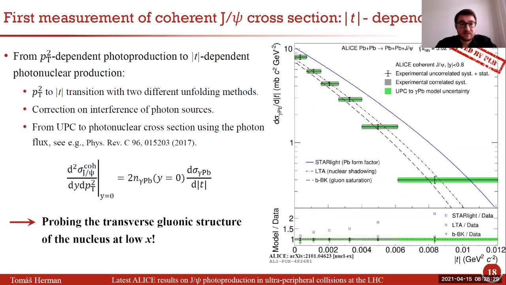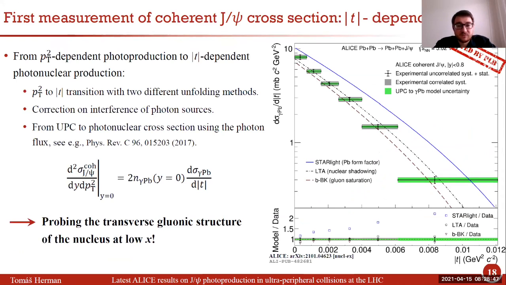Now let's have a look at the first measurement of the coherent J-psi t-dependent cross-section. This result was recently accepted by Physics Letters B. And to get to the t-dependence, we start from a pT squared dependence. And we need to make several steps.